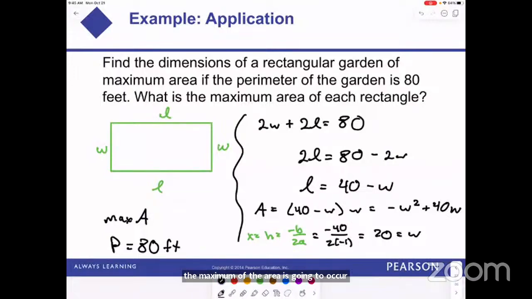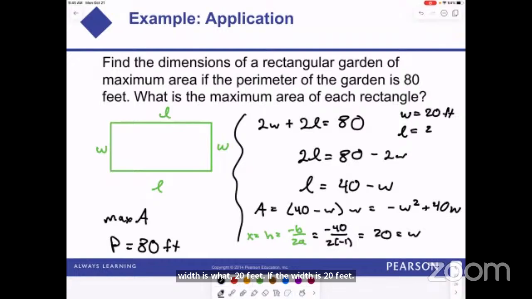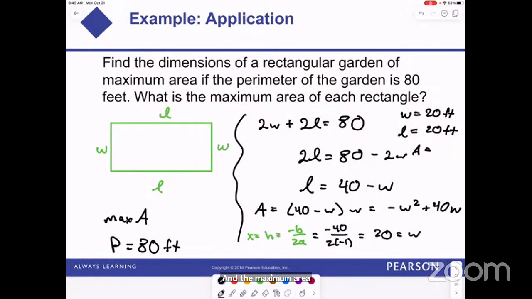Okay. All right, I think we have everything. I'm just trying to wrap this up. So then it looks like the maximum area occurs when the width is 20 feet. If the width is 20 feet, then the length is also 20 feet. And the maximum area, let me see, 40 minus 20 is 20, times 20 is 400. 400 square feet.